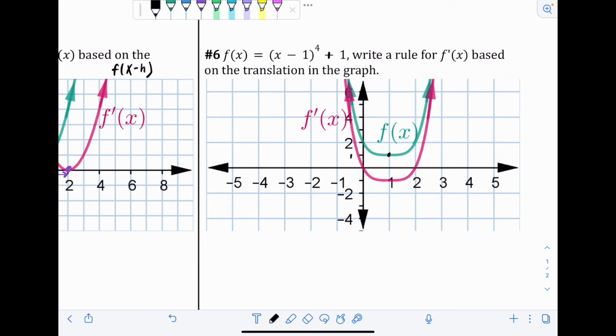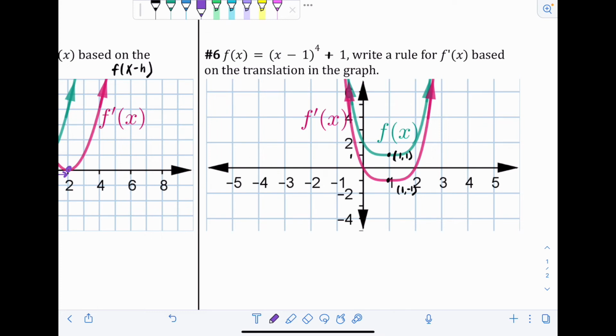So this vertex for f of x is (1, 1), even though it kind of looks not like (1, 1). And then for f prime of x, we're going right 1 and then down 1, so it's (1, -1). Just looking at those points helps us to find the translation. Sometimes you don't necessarily have to draw them, but if you get a little bit stuck, I would recommend it.